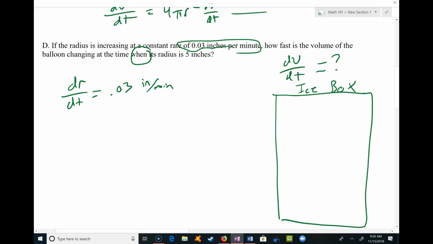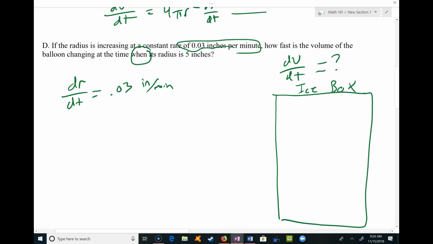Because I got this stuff going on. It's changing. The balloon's inflating. Everything's getting bigger. The radius is getting bigger. The volume's getting bigger. The surface area is getting bigger. Everything's changing. And I want to freeze time. You get the icebox thing? Freeze time. I think that's cute. Okay?